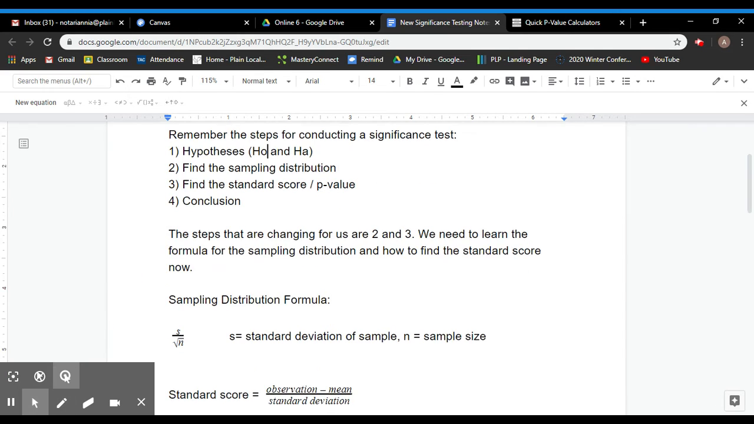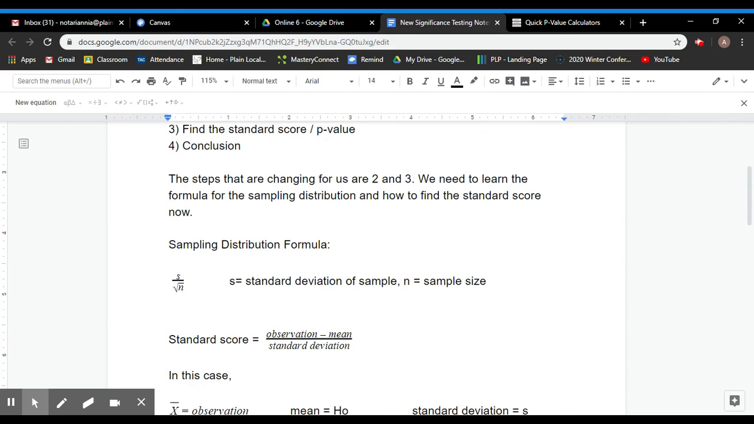All right, so the only steps that change from the significance test that we already know are steps 2 and 3, the sampling distribution and finding the standard score and p-value. There's a formula for the sampling distribution, and then the standard score formula is still going to be exactly the same, except we don't have p hat or p now, so it's a little different.